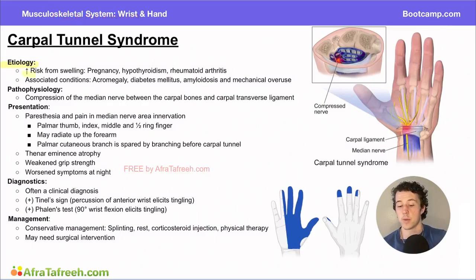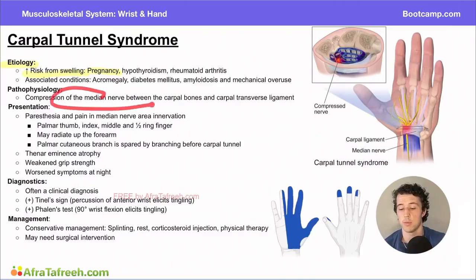So let's start and talk about things that can increase risk from swelling. First up, we'll talk about pregnancy. Recall that during pregnancy, there's an increase in the red blood cell count, but an even greater increase in the plasma volume. And so that increased blood has to go somewhere. The vessels are going to be a little swollen, and there's also going to be some edema. One of the complaints that a lot of women have with pregnancy is swelling in the feet and in the hands, and that swelling can contribute to compression of the median nerve, and so that can lead to carpal tunnel syndrome.